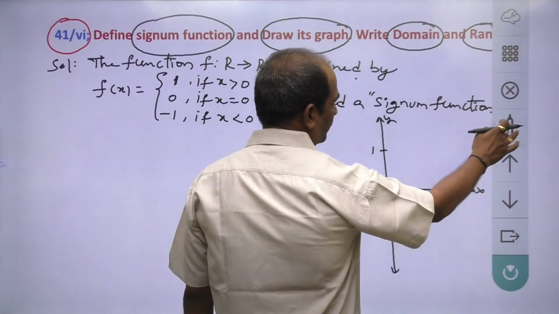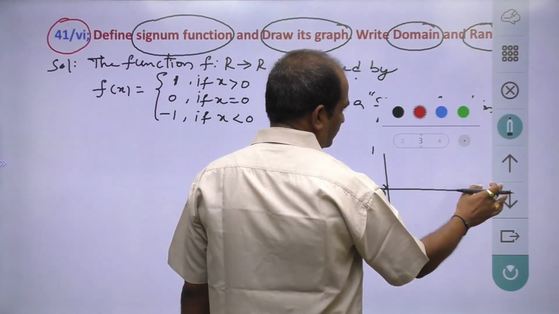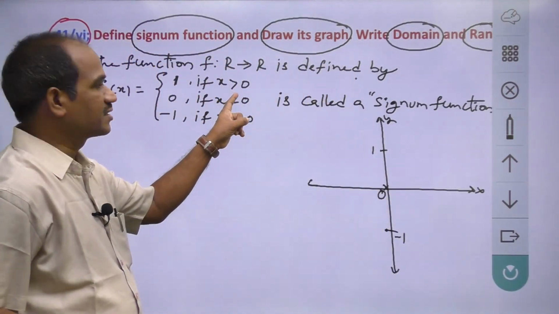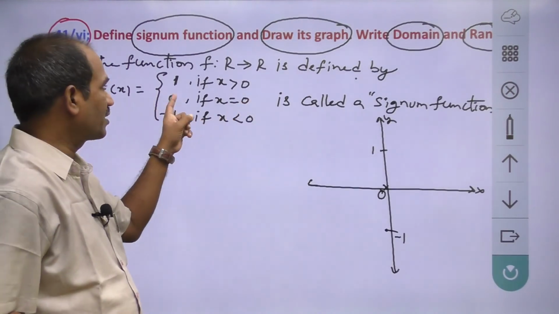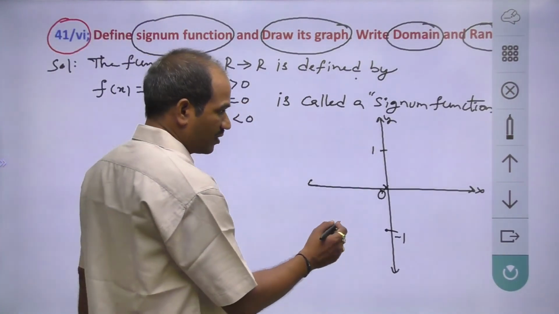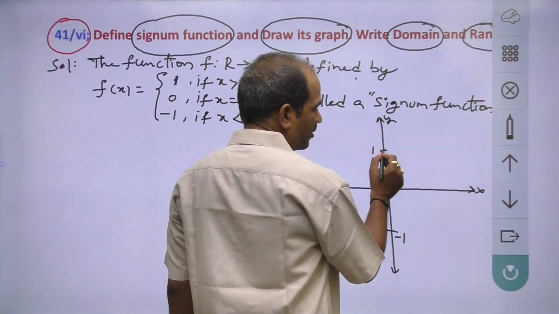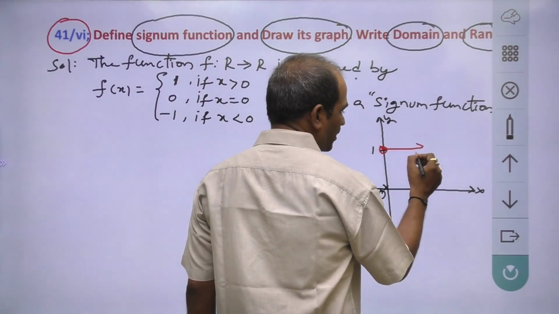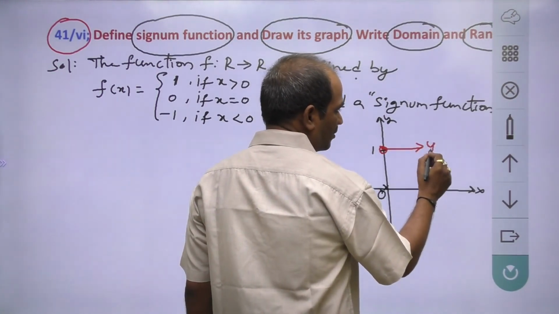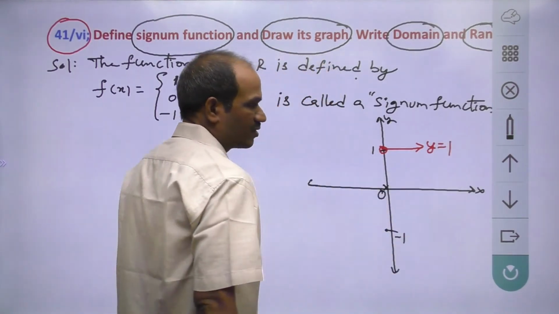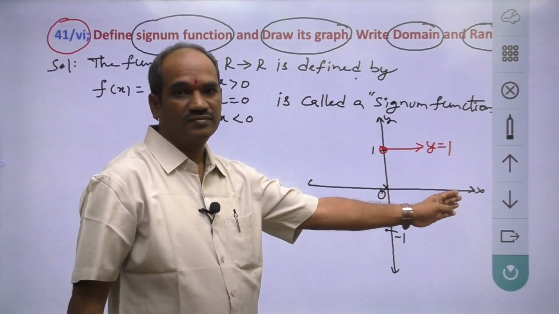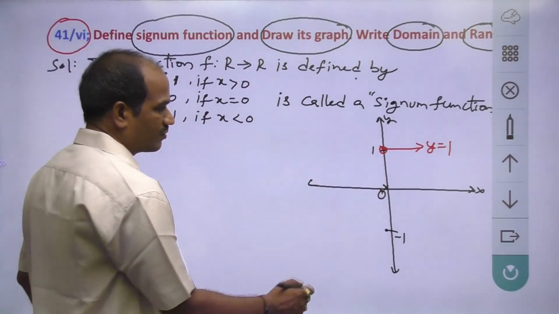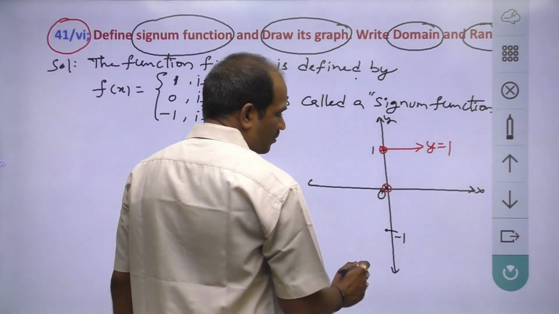In this diagram, for x greater than 0, take any positive value, and the y value comes only 1. On this side, any value, y is equal to 1. Next, take x equal to 0, the y value is also 0, so this point is (0, 0).